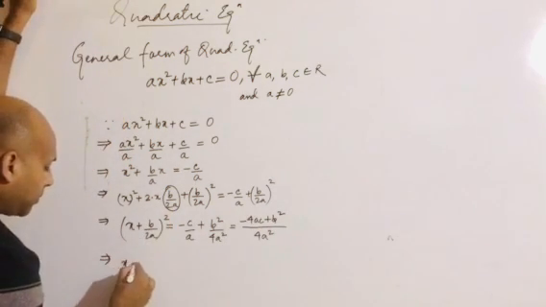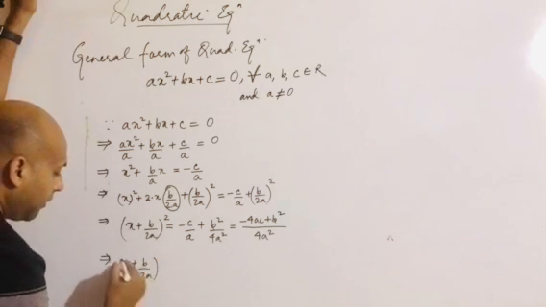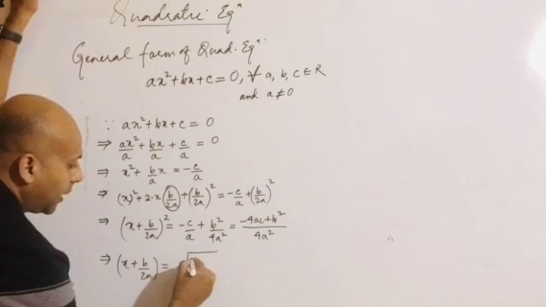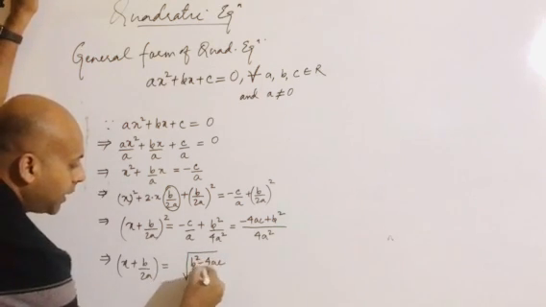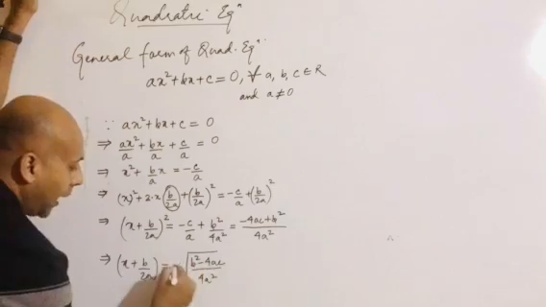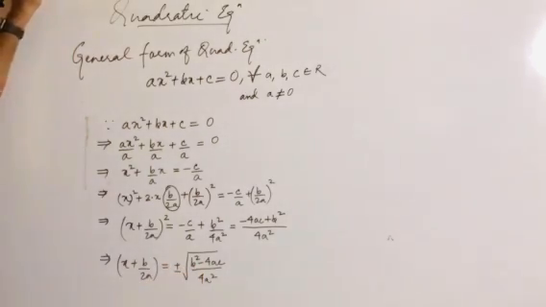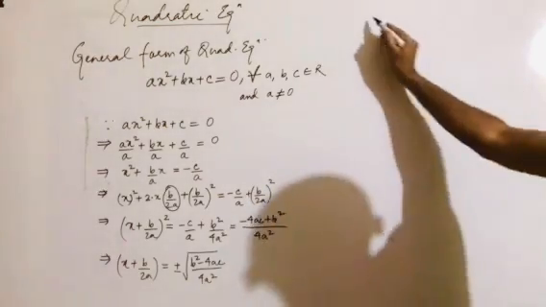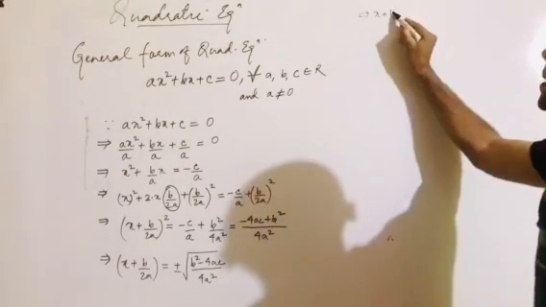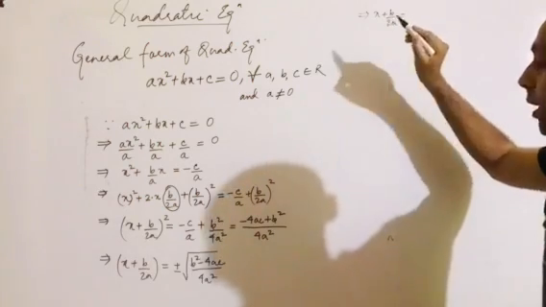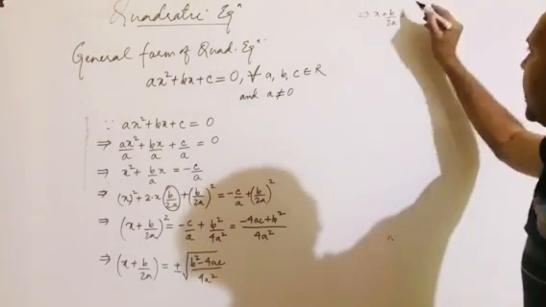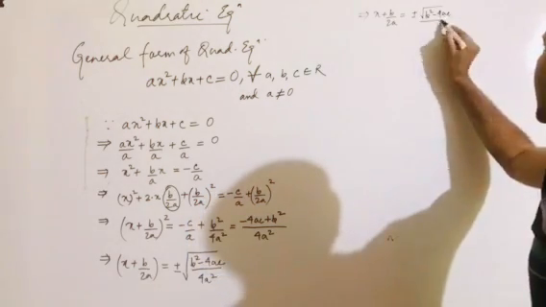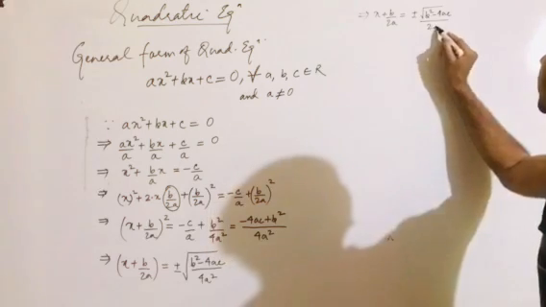This will be equal to x plus b by 2a, and you know children, whenever the square is removed from the left hand side to the right hand side, there will be a square root. So I'll write here square root of (b square minus 4ac) whole divided by 4a square, and that will always have a plus sign as well as a minus sign. In the next step, children, x plus b by 2a equals plus minus root under of b square minus 4ac, and when root under of 4a square is taken, it will be equal to 2a.